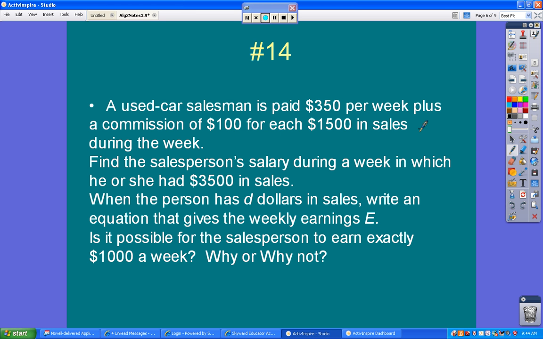A lot of people do get paid on commission, not as much as in years past, because now that's not a very good job because of the current economy. But car salesmen are notorious for being paid on commission. That's why they say they're pushy, because they're trying hard to make money. Okay?